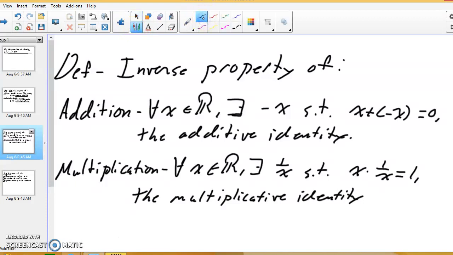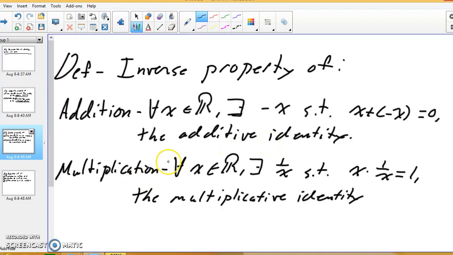So again, there's going to be some new notation in here. I'm just going to read straight through and I'll come back and explain it later. So the inverse property of addition states that for all x elements of the real numbers, there exists a negative x such that x plus negative x is equal to 0. We remember that 0 is the additive identity.